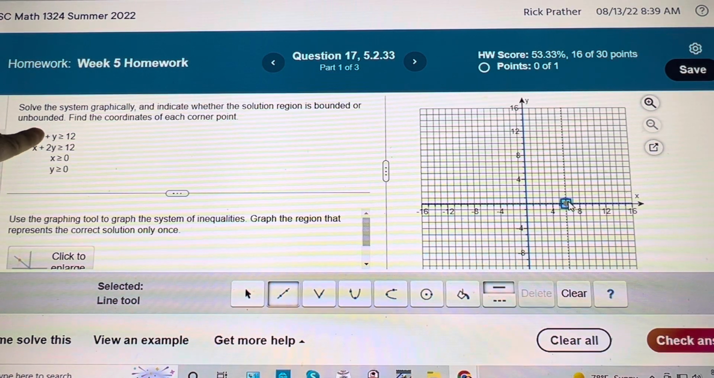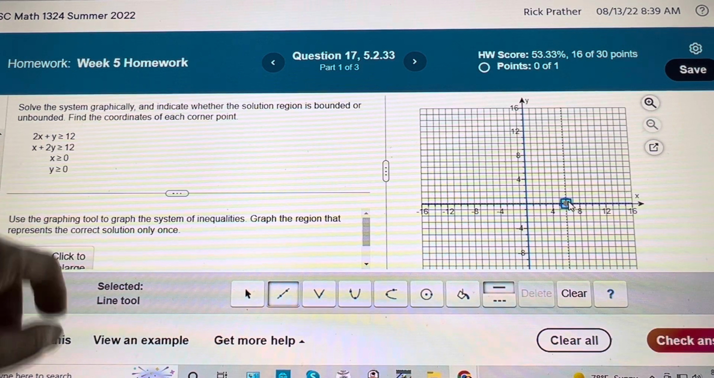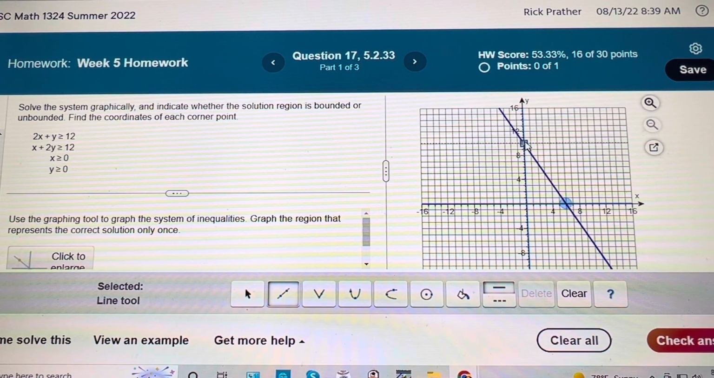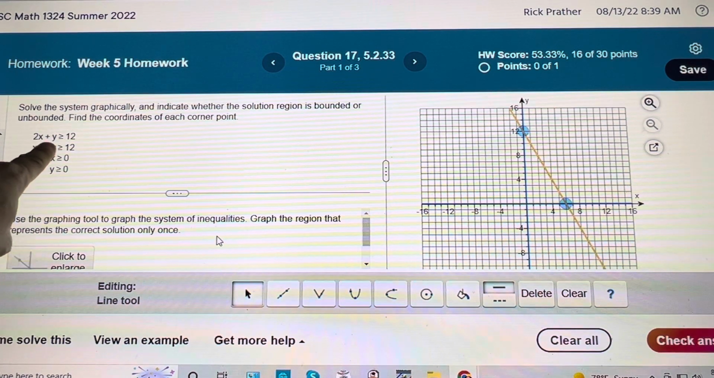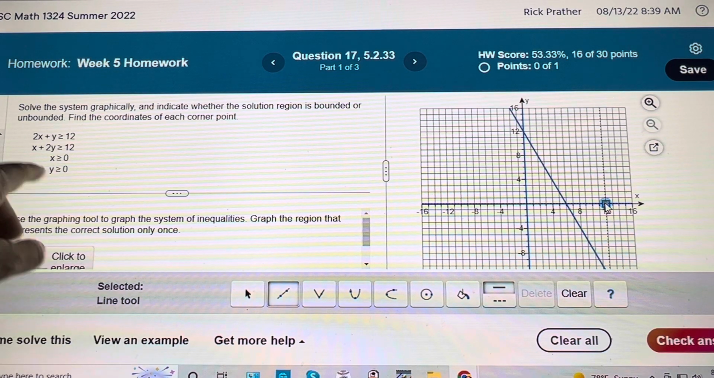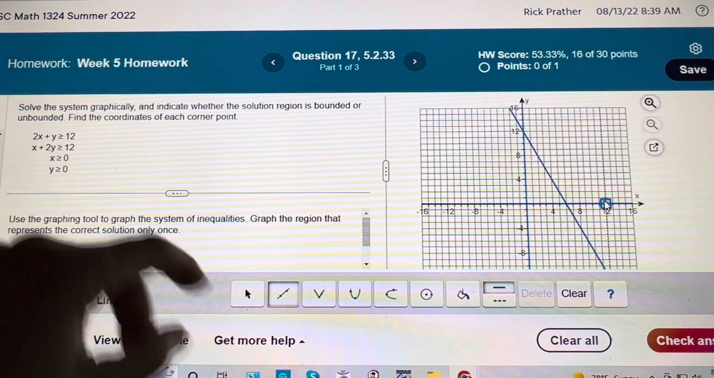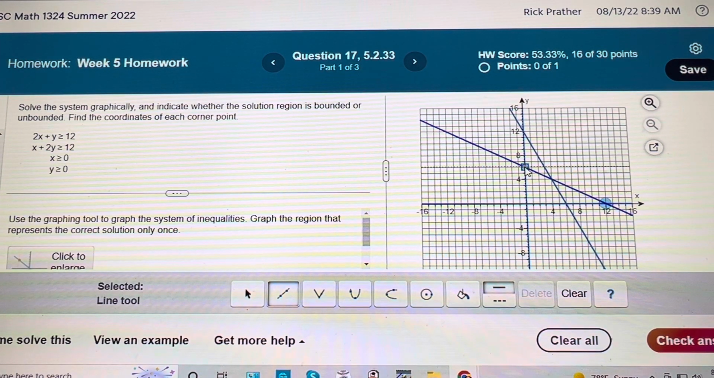Plug 0 in for x, and you get y equals 12. So y is 12, and there's a line between them. But that one's greater than or equal to, so that's going to go this way. Same thing on the other one, put 0 in for y, x would equal 12. Put 0 in for x, 2y equals 12, y equals 6. And that one's greater than or equal to. So you're going above both lines. That would be this.